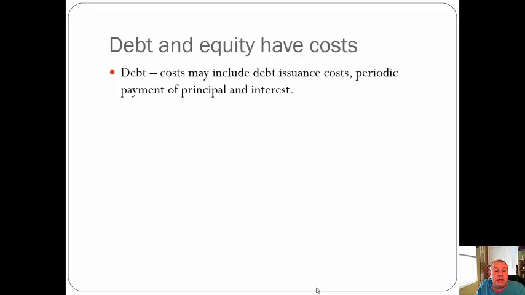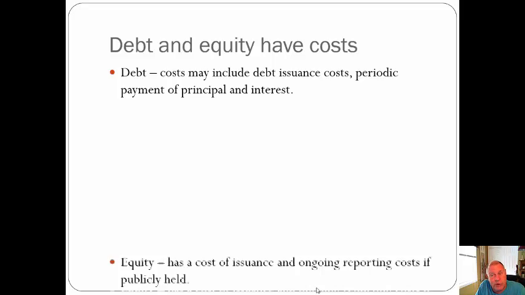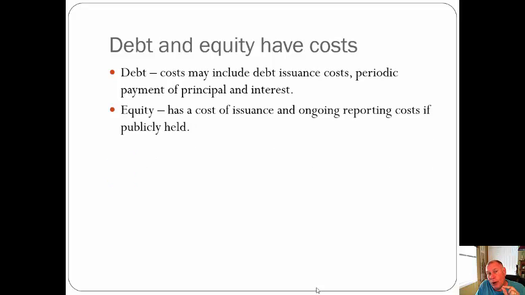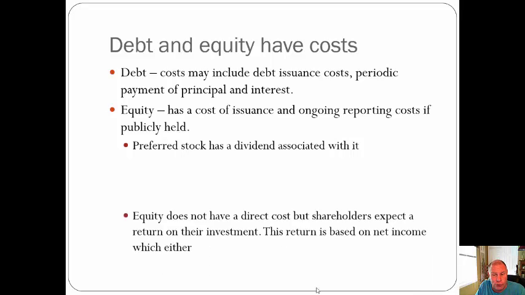Debt costs can include debt issuance cost, periodic payment of principal and interest. Equity has a cost, both in issuing it, there's legal costs and filing fees, plus ongoing reporting costs if publicly held. This can be fairly costly as you've started reading these annual reports, the 10-Ks, and you see the work that goes into them. Preferred stock has a dividend associated with it, so that has a very defined cost for the most part.